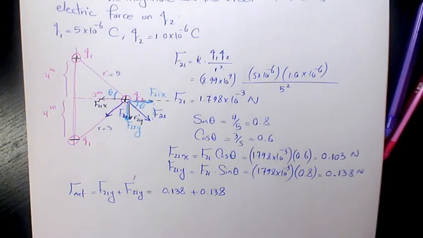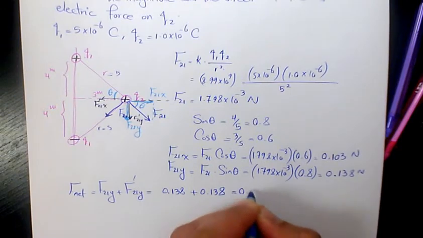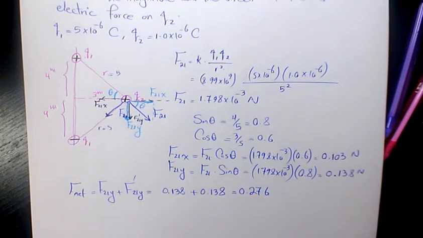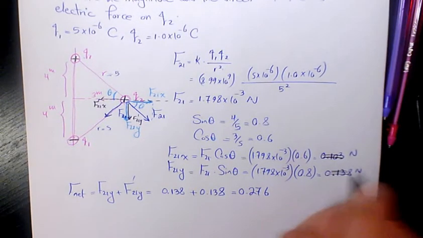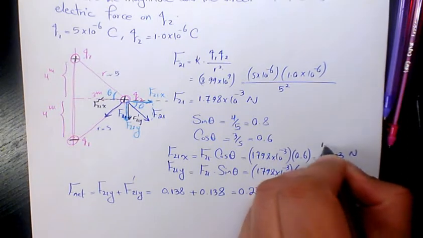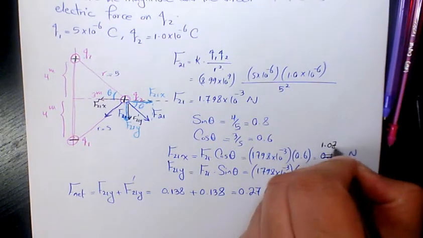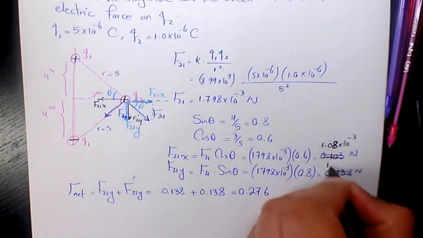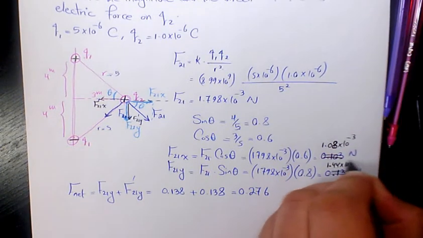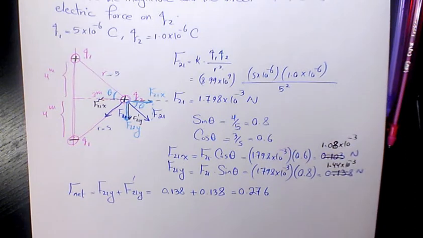When you calculate it, it's going to make it 0.21276. There was an error in the final answer here and here. This one was going to be 1.08 times 10 to the power of negative 3. And here, 1.44 times 10 to the power of negative 3 Newton. The rest is completely correct.